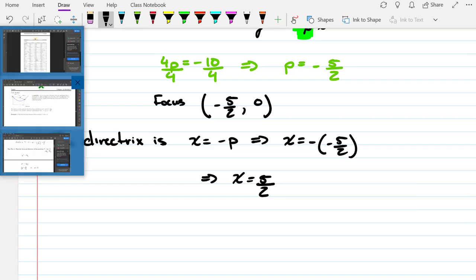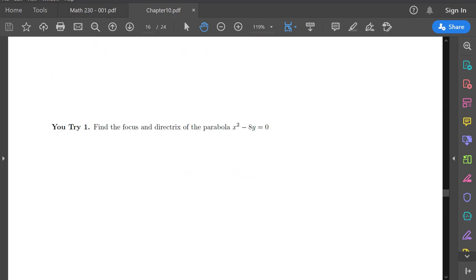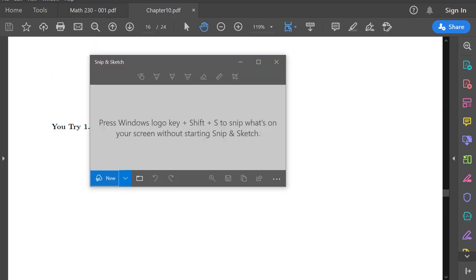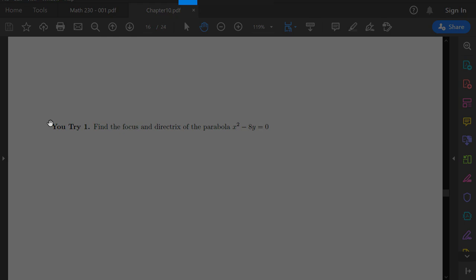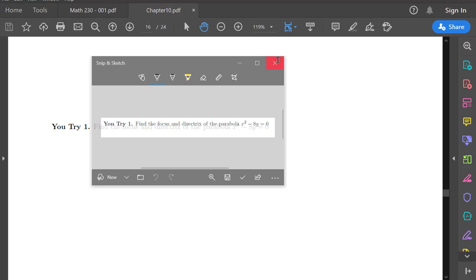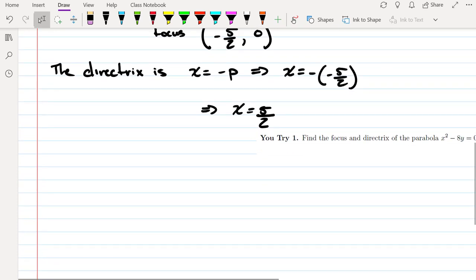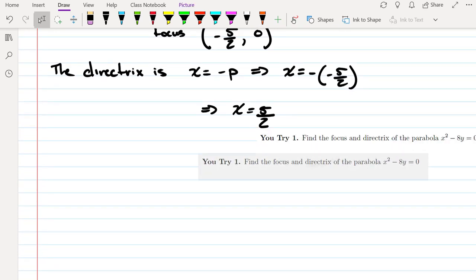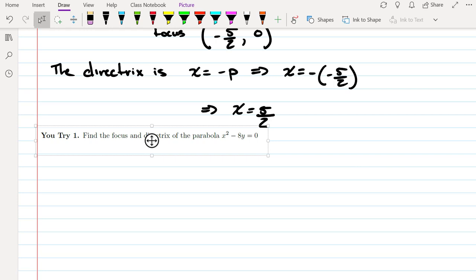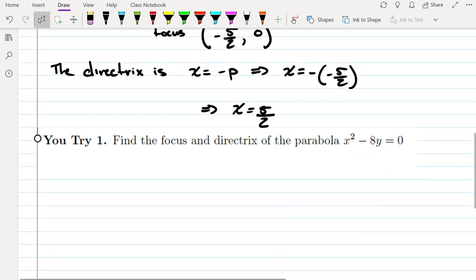Okay, so now it's your turn. Go ahead and do your Try. Same instructions: find the focus and the directrix of the parabola x squared minus 8y equals 0.